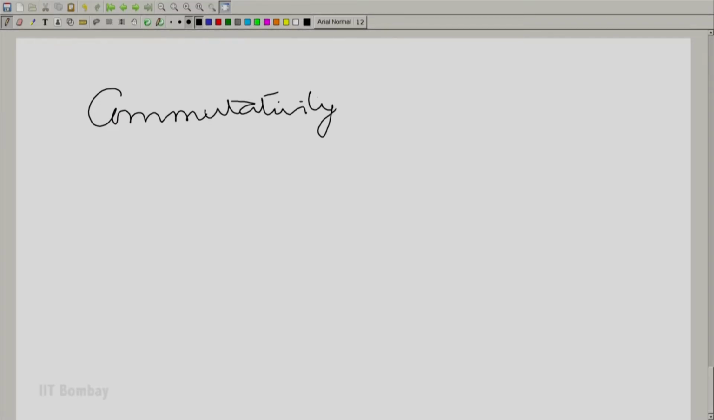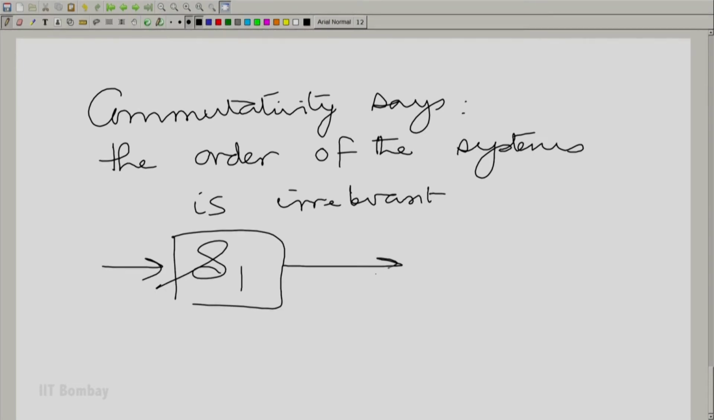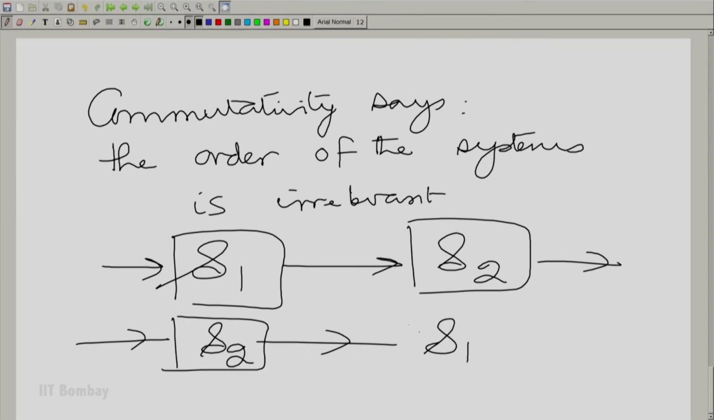And now I can bring in commutativity. What does commutativity tell you? Commutativity says the order of the systems is irrelevant. That means, if you were to cascade S1 followed by S2, it would be the same as S2 followed by S1. These are the same. So, associativity tells you that there is an equivalent system, and commutativity tells you the equivalent system is unaffected if you reverse the order of the two systems in the cascade or the series connection.